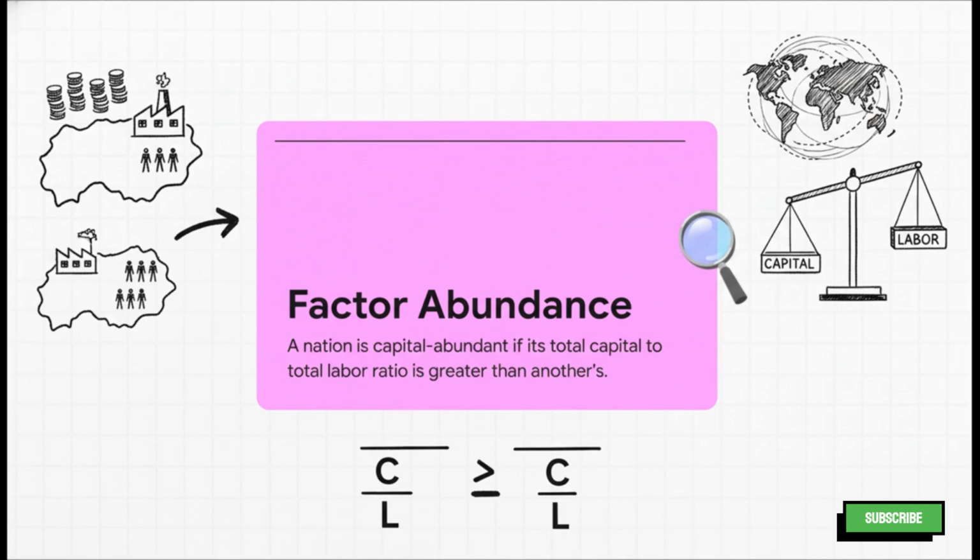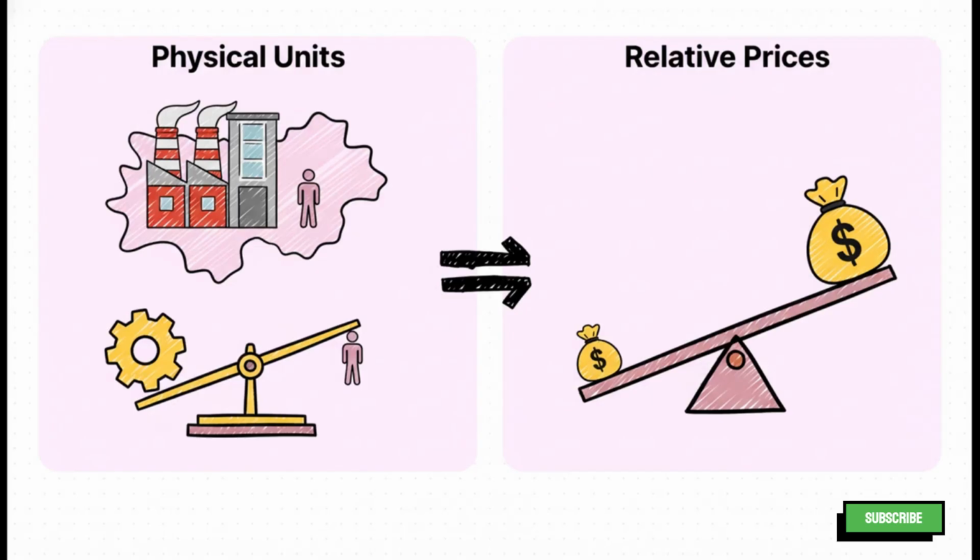All right, so that's what a product needs. Now let's talk about what a country has. Factor abundance is all about a nation's resource mix. We'd call a country capital abundant if its total amount of capital relative to its total number of workers is higher than another country's. And here's the key thing again, it's all about the ratio, not how big the country or its economy is.